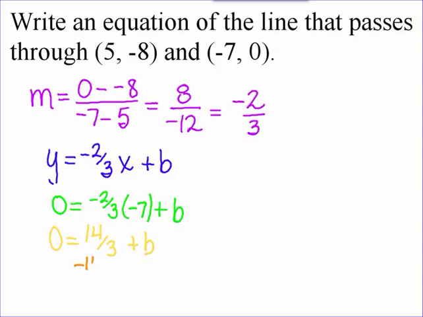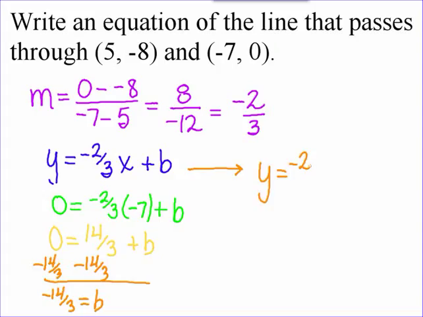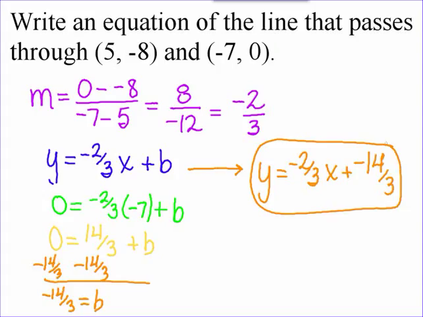Here you should have ended up getting b to be a fraction. As I went around, it looked like most of you were on the right track. What I would do is leave that as an improper fraction. Don't make that a mixed number. So your final answer should be y equals negative 2/3 x plus negative 14/3. Notice the slope originally was 8 over negative 12. Remember, we need to reduce that down if we can. That's the important thing.